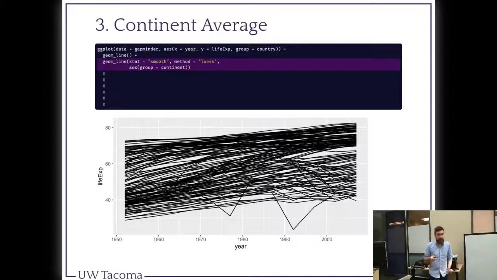A LOESS smoother is, technically speaking, a local scatter plot smoother. So it's essentially taking the local conditional mean of a variable and drawing a line through it. It's a little bit more flexible. It's a non-parametric regression method. Doesn't matter, but it's a way to draw nice, easy means through data that might not be totally linear. We'll see how it looks in a second. Okay, grouped on continent, so this means that it's going a smooth line through all of the countries for each continent.